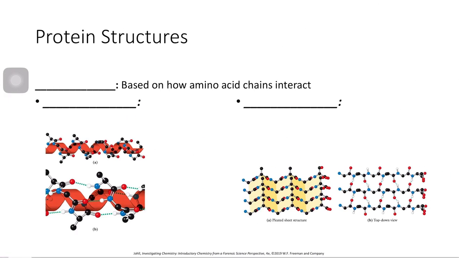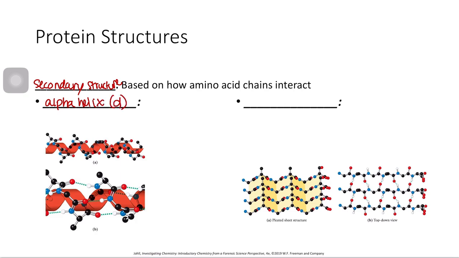The secondary structure is going to be based on how many amino acid chains interact. And we can have two different types of interactions. We can have the pleated sheets. Wait, we are going to talk about the alpha helix first because that is the picture we have. This is the alpha helix, the alpha helix.